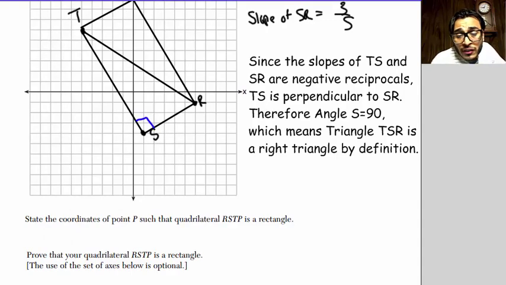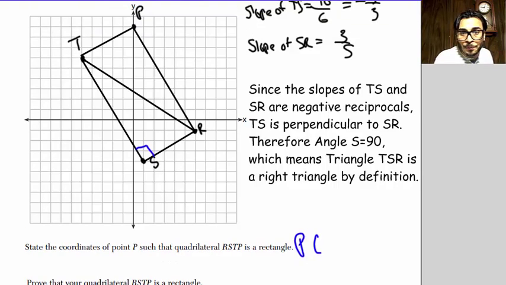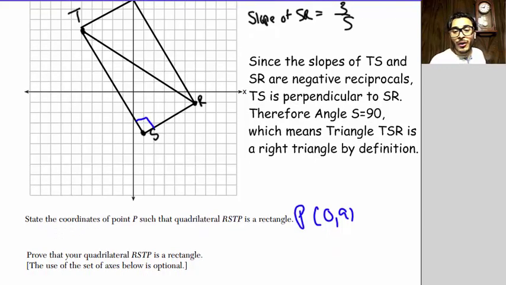It says, state the coordinates of point P such that quadrilateral RSTP is a rectangle. They just want us to state point P. The coordinates of point P are 0, 9, right? 0, 9. 1, 2, 3, 4, 5, 6, 7, 8, 9. I get a little paranoid, so I just have to make sure. Okay, now, lastly, we have to prove that this is indeed a rectangle. That's why I was thinking ahead a little bit.